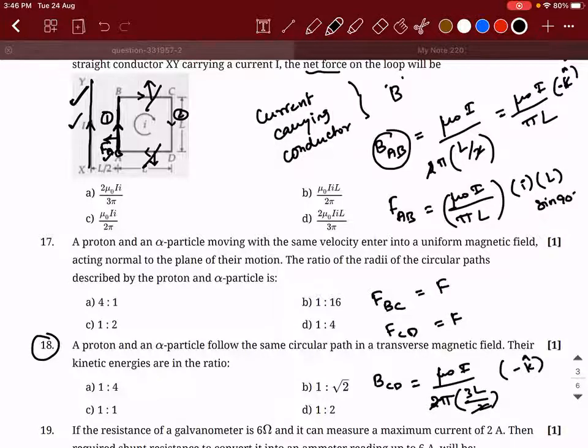Now, if you see the direction of it, the force experienced by CD will be to the right. So the force experienced by AB is to the left and the force experienced by CD is to the right, and they are of different magnitudes. So subtract them, that will give you the answer. The answer should come out as 2 mu naught into capital I into small I divided by 3 pi.